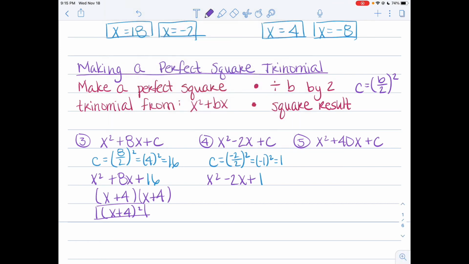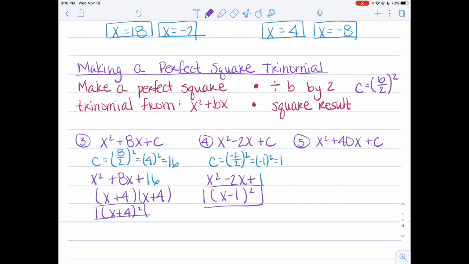From there, I can factor. Let's see if we can factor this without writing it out as two factors this time. Remember the pattern that I want to take half of the b value as my factor. So I can just say that it is (x minus 1) squared.